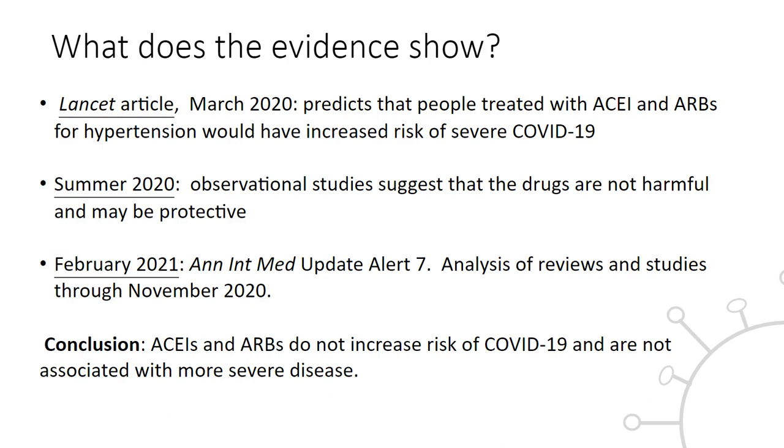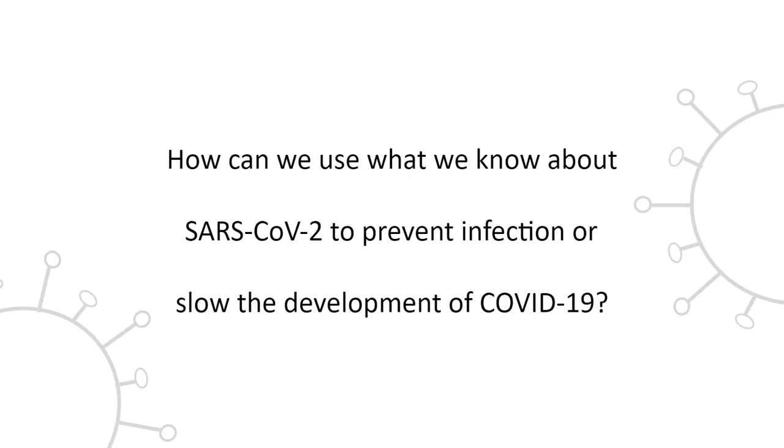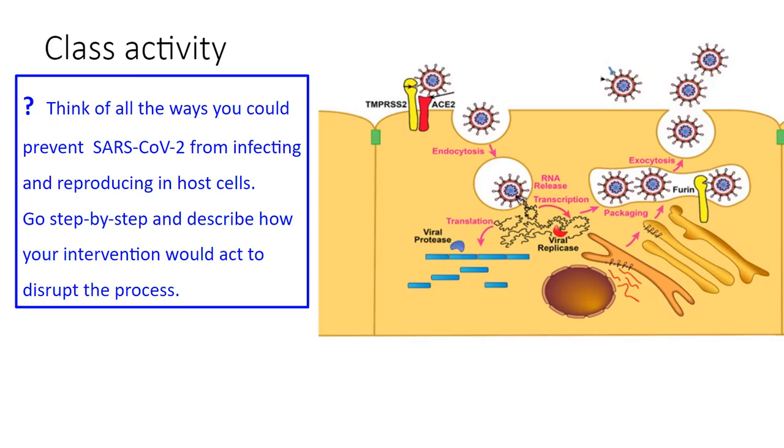So now that the students have a good sense of how the coronavirus gets into the cells, the next question I pose to them is, how can we use what we know about SARS-CoV-2 to either slow down or prevent infection or slow the development of COVID-19? And so we go back to this same figure that you've seen before. And I ask the students to think of all the ways you could prevent SARS-CoV-2 from infecting and reproducing in host cells. Go step by step and describe how your intervention would act to disrupt the process.